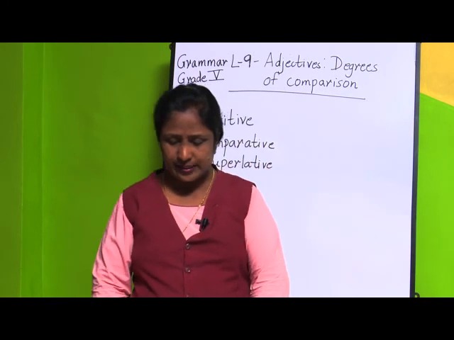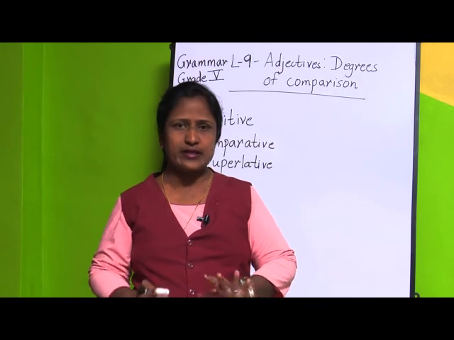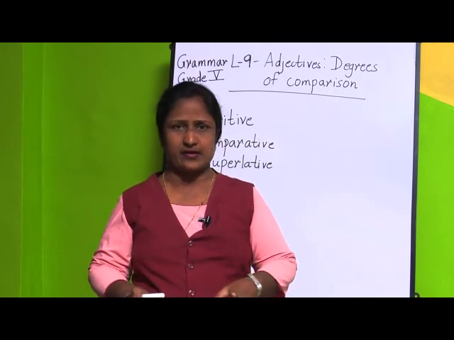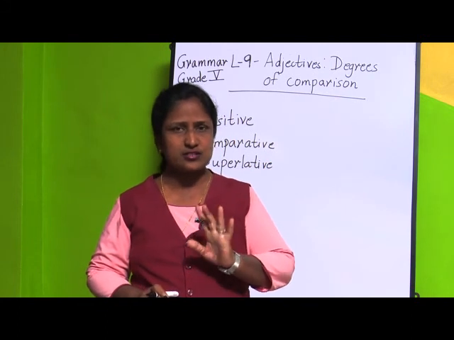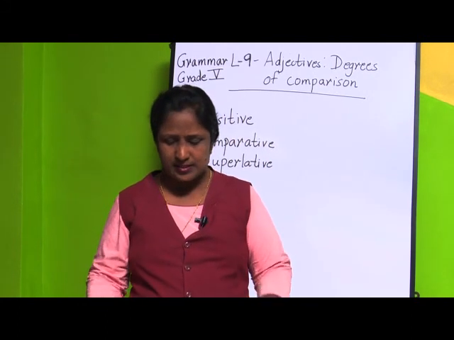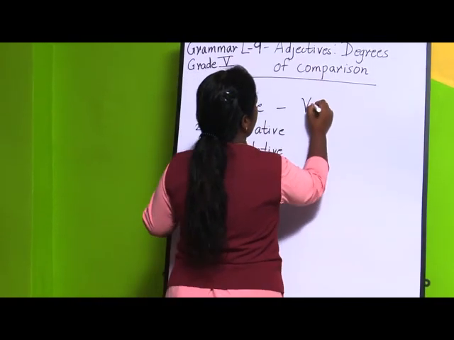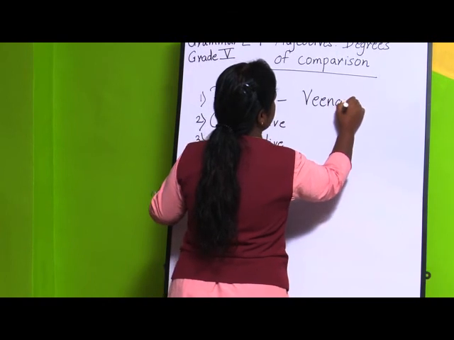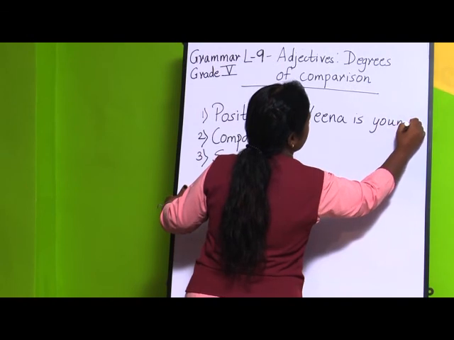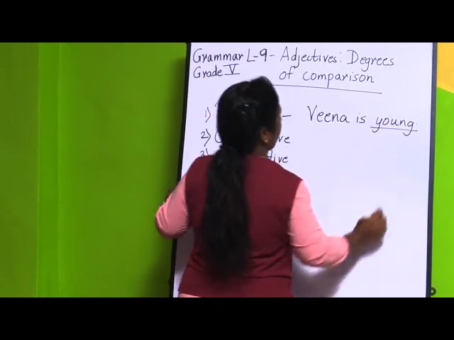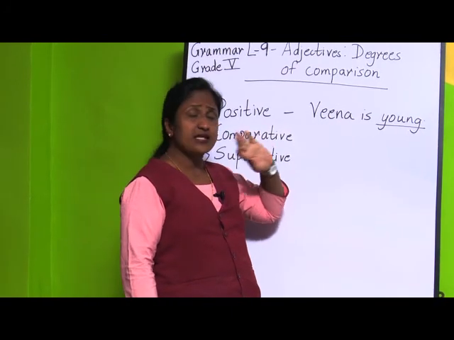The positive degree of an adjective is used when no comparison is made. Here we do not have any comparison, we don't compare with anyone. Only we are talking about a single person or single animal or single thing. Here no comparison is done. If you take an example for this, Veena is young. So what is her quality? She is young. And we are talking about only one person, means here we are not comparing Veena with anyone.